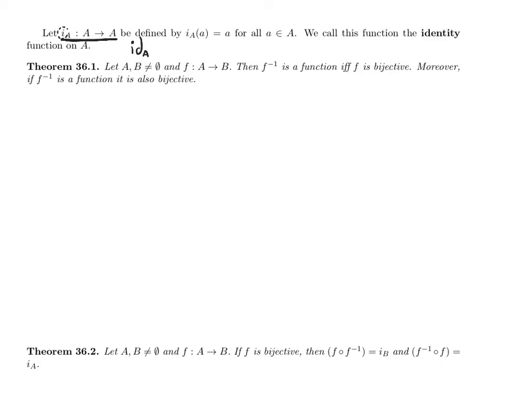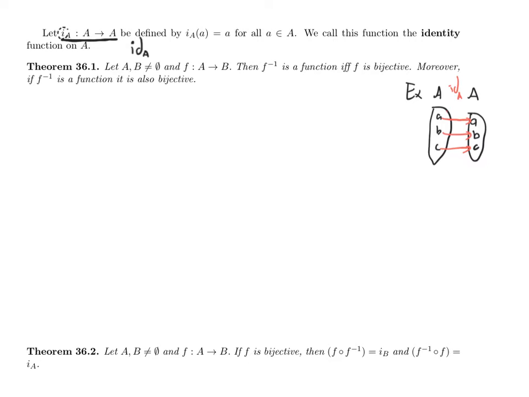And just to make sure we understand what's happening, let's do an example of one. So let's say A looked like this. Let's say you had the elements A, B, C. And here's the second copy of A, our codomain A, B, C, same set. All the identity does is it maps everything to itself. It does literally nothing. This is the identity on A.